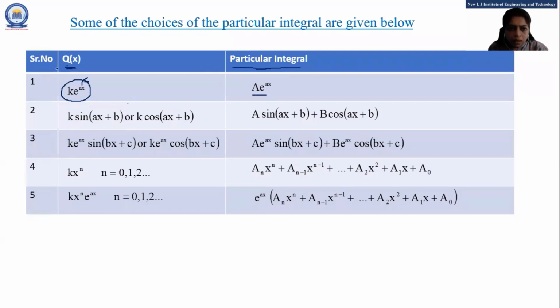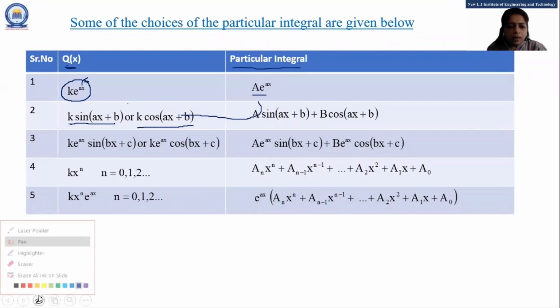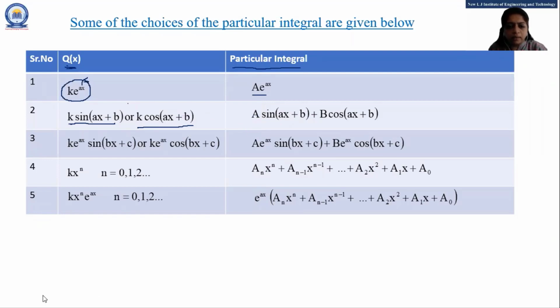When our Q(x), the right hand side, is k sin(ax + b) or k cos(ax + b), where k is any constant, at that time we have to write our particular integral as a sin(ax + b) plus b cos(ax + b), right?